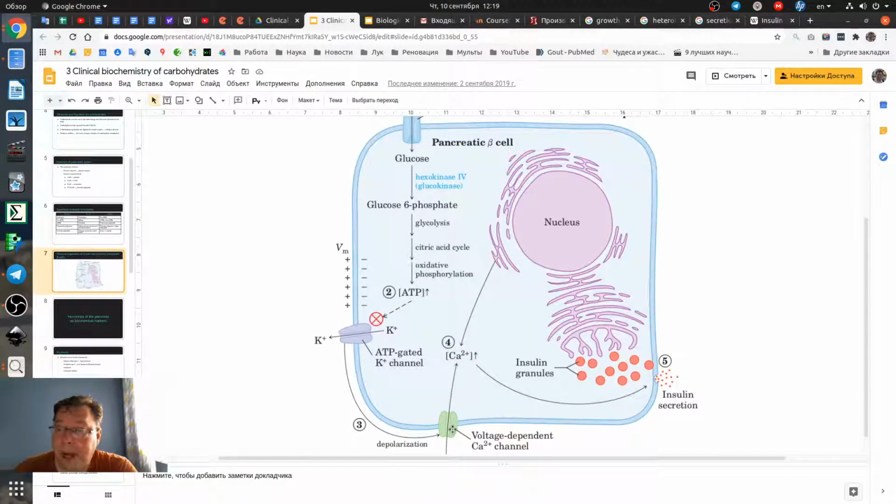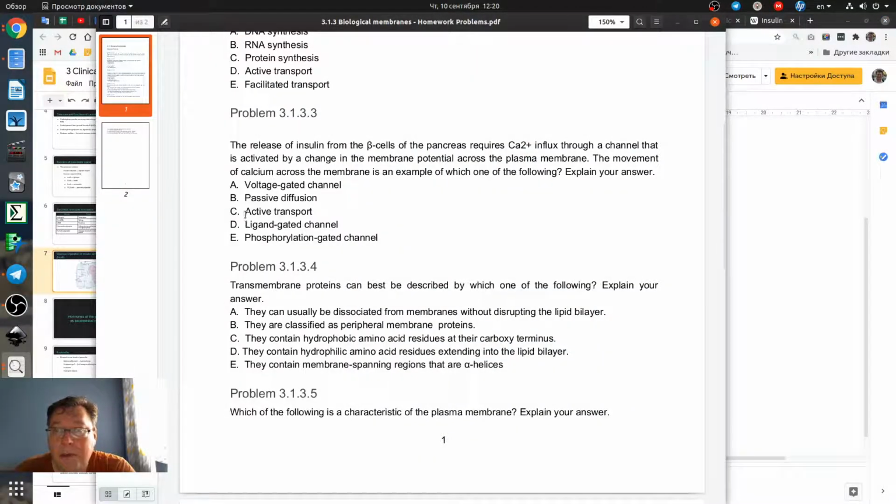So this is passive transport of calcium from blood into the beta cell, and after that, increasing concentration of calcium inside the beta cell increases fusion of insulin granules with the plasma membrane, and as a result there is insulin secretion. Again, the release of insulin from beta cells of the pancreas requires calcium influx through the channel that is activated by a change in the membrane potential across the plasma membrane.